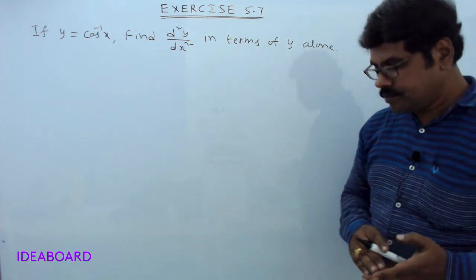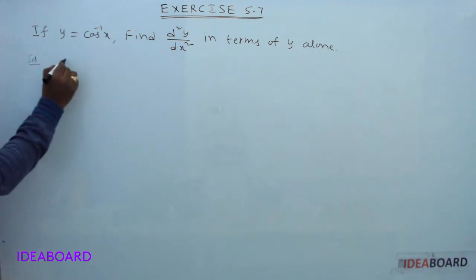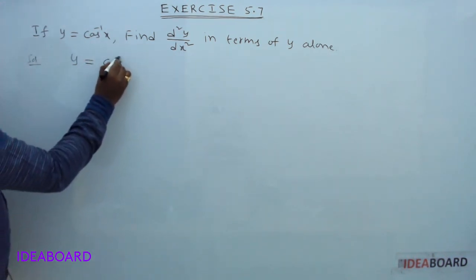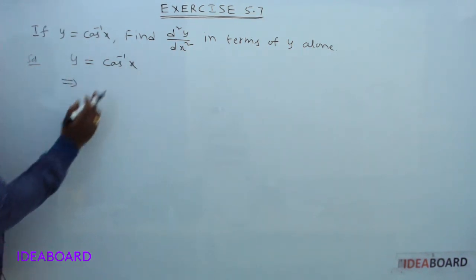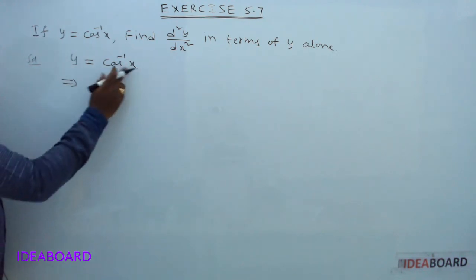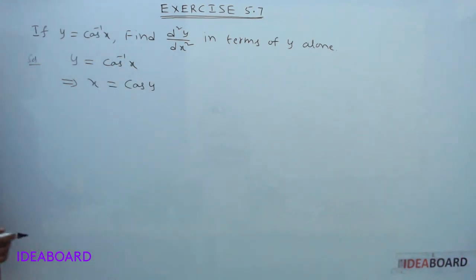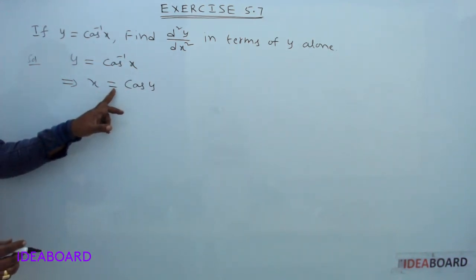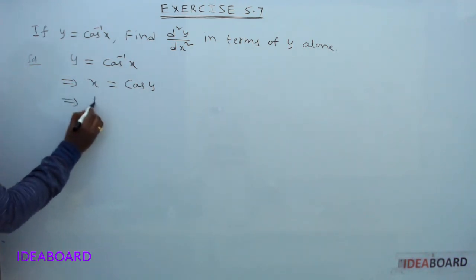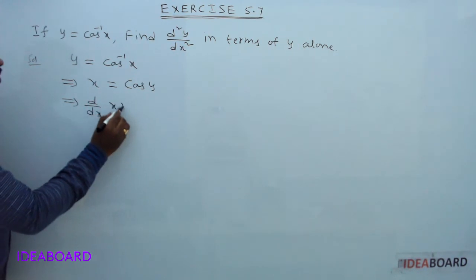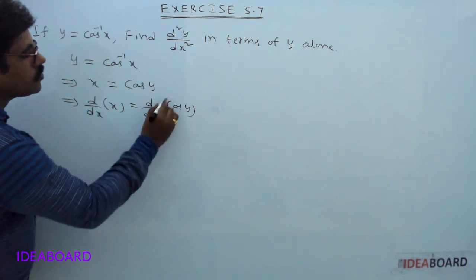So come to the solution. Write down the given equation: y equals cos inverse x. From this equation, x can be written as cos y. x can be expressed as cos y. Now differentiate this equation on both sides with respect to x. So this is the derivative of x equals the derivative of cos y.